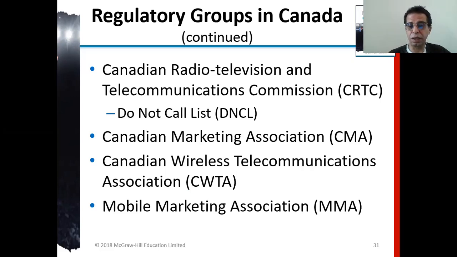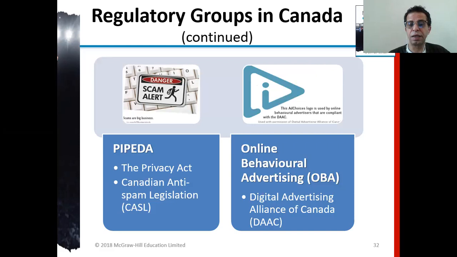And then you've got the Canadian Marketing Association, CMA. You've got the Canadian Wireless Telecommunications Association, lots of regulation, partially influencing how we do the marketing. And then you have the Mobile Marketing Association. These are the regulatory groups in Canada. And one more thing: online behavioral advertising, which is called OBA, or the Digital Advertising Alliance of Canada, DAAC.